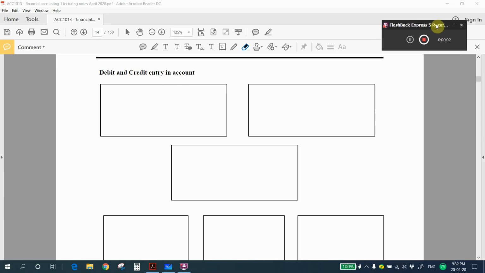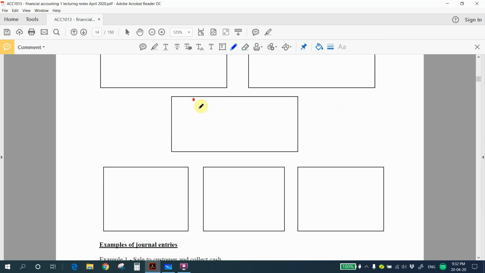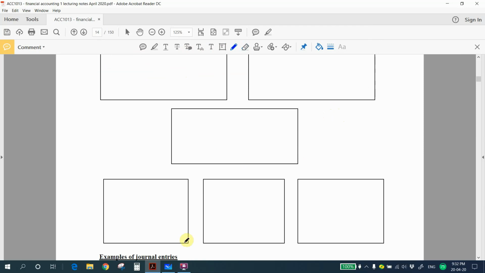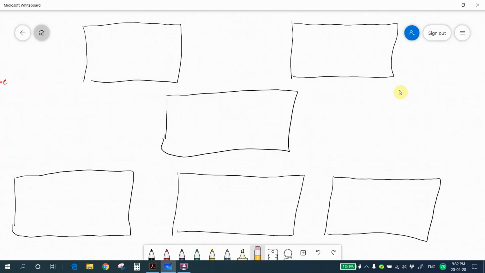Welcome back. This is part 2 for chapter 2. So I'm going to explain with you the concept of debit and credit in the account. Due to the spacing issue, I have reproduced this chart in other script.